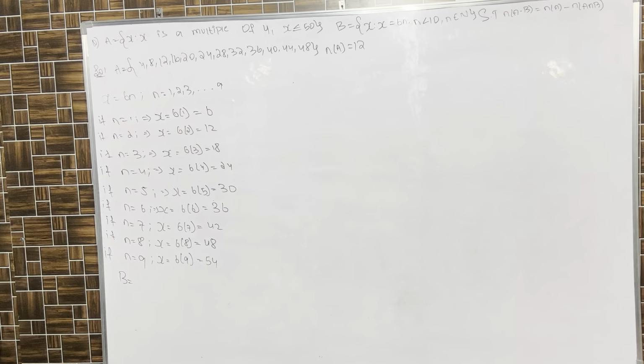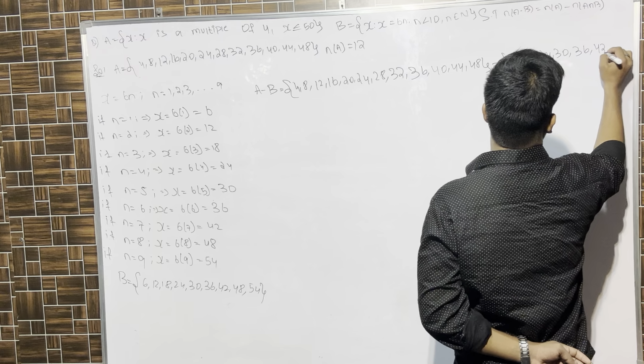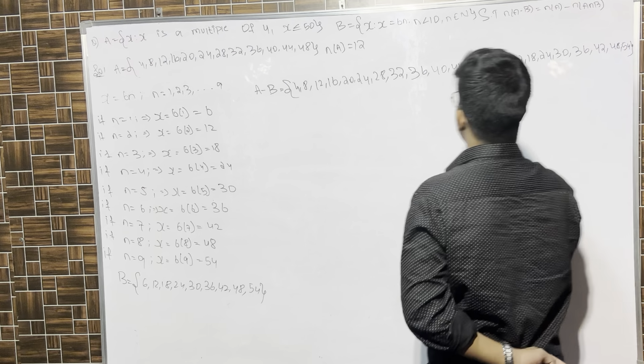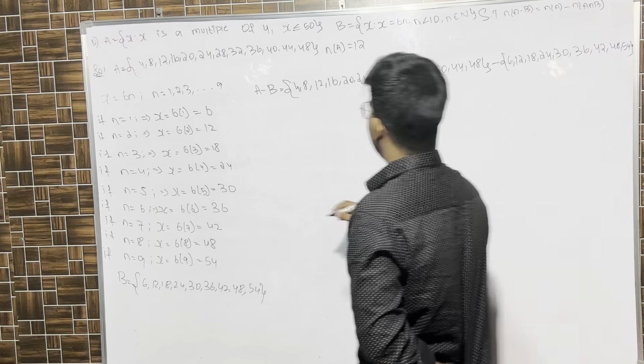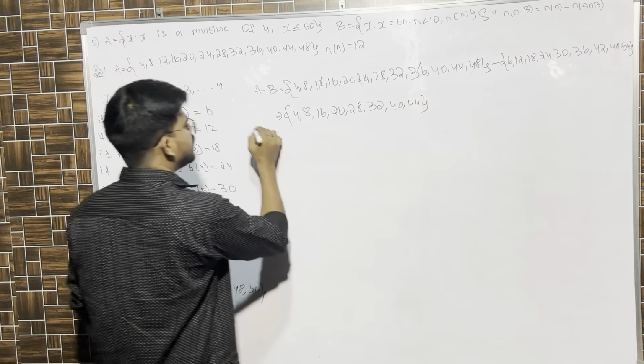A minus B is equal to, while doing minus we have to write both the sets. What is A? 4, 8, 12, 16, 20, 24, 28, 32, 36, 40, 44, 48, minus B: 6, 12, 18, 24, 30, 36, 42, 48, 54. While doing minus, we cancel out the common terms from the first set, and whatever remains in the first set is what we write. The common terms are 12, 24, 36, 48. If these terms are cancelled, what remains? 4, 8, 16, 20, 28, 32, 40, 44. This is A minus B.